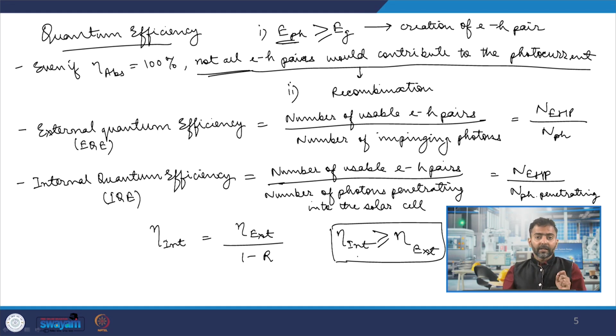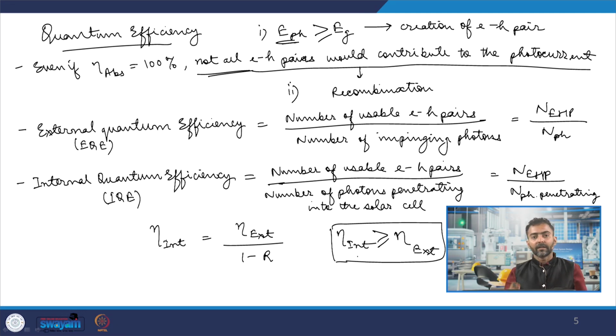Now, here everything needs to be taken with a pinch of salt, because there was one very interesting discussion I had with my students when I was teaching this in the class, and someone came up with a very interesting idea. They said that, okay, I want to increase the internal quantum efficiency. So, there are two ways I can increase.